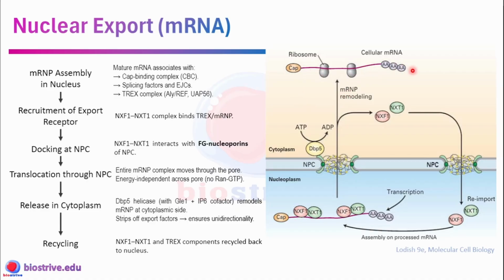Now the remodeling will take place. The mRNA will be released outside in the cytoplasm, and these main NXF1 and NXT1 will be released as well, and these two transporter proteins will be recycled back and re-imported inside the nucleus through the same NPC nucleoporin channel. Now here directionality is ensured by this DBP5. It also strips off these two export factors, and ensures the unidirectionality, and it also helps in remodeling of this RNA complex and release into the cytoplasm. So this was all about nuclear export.